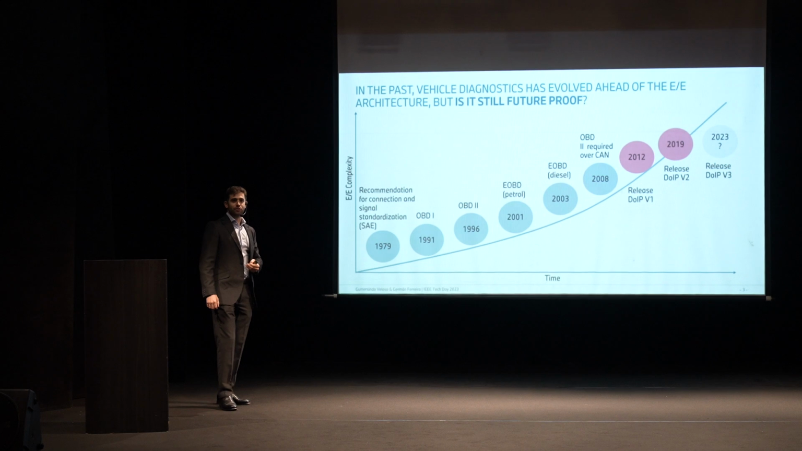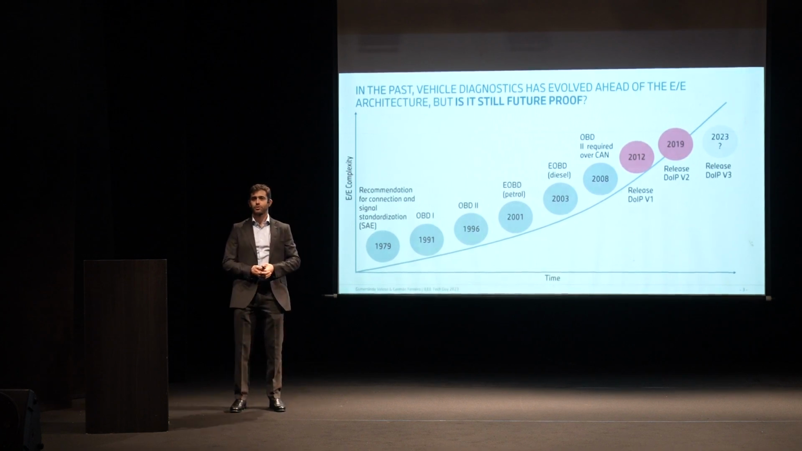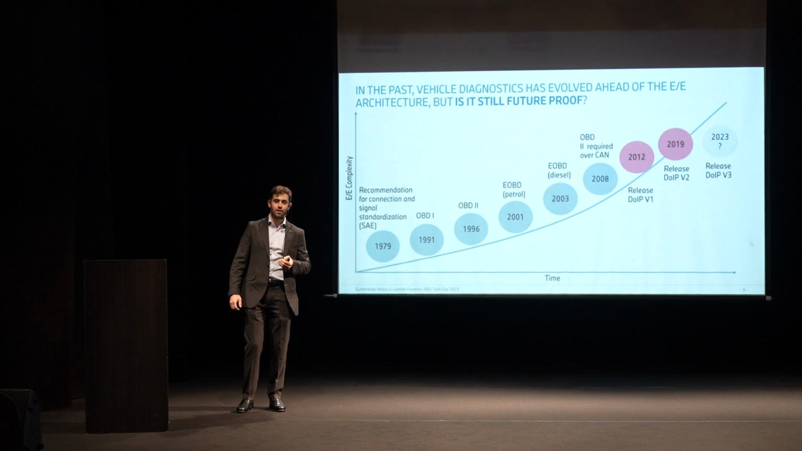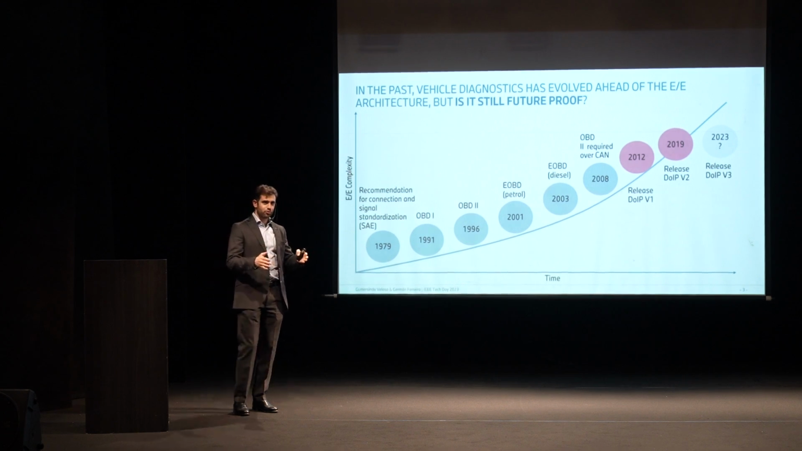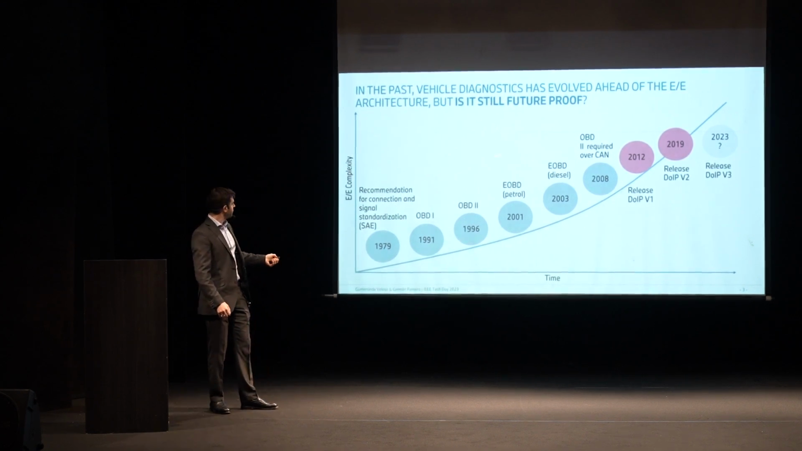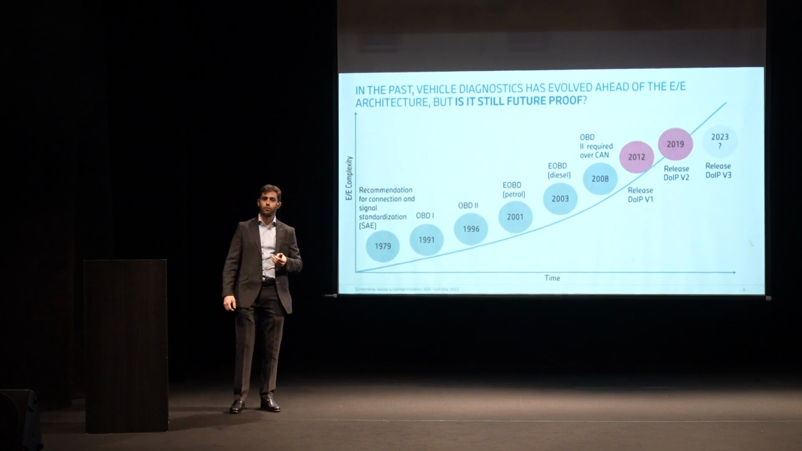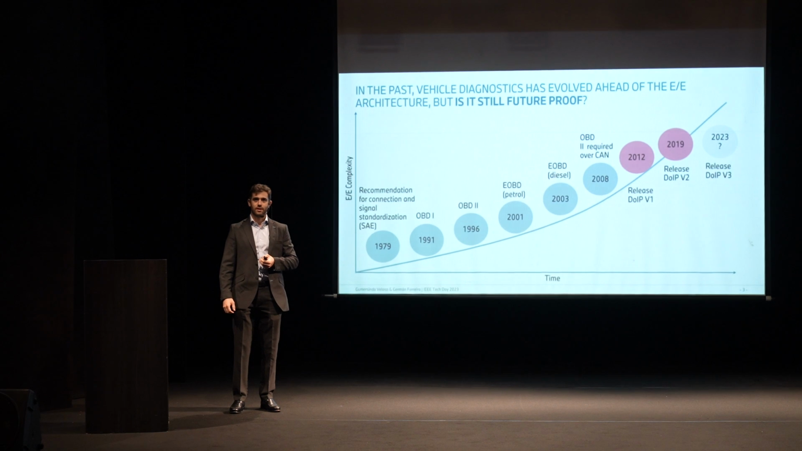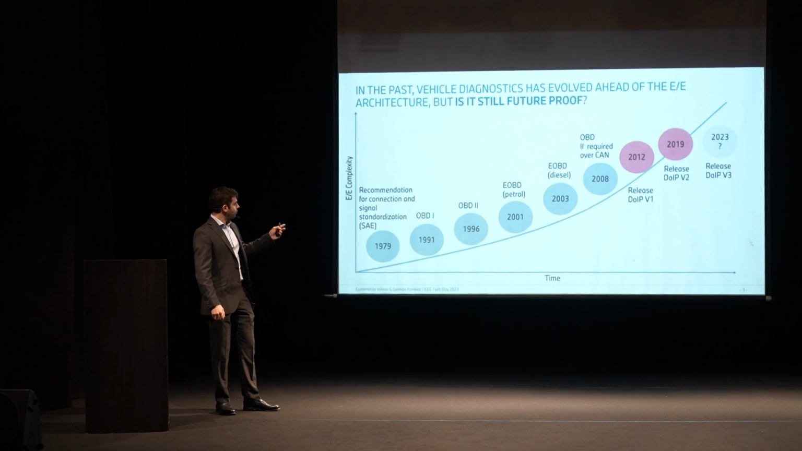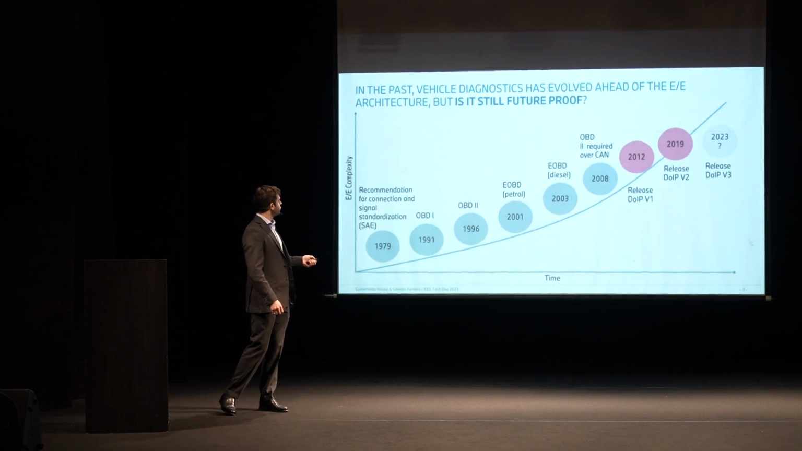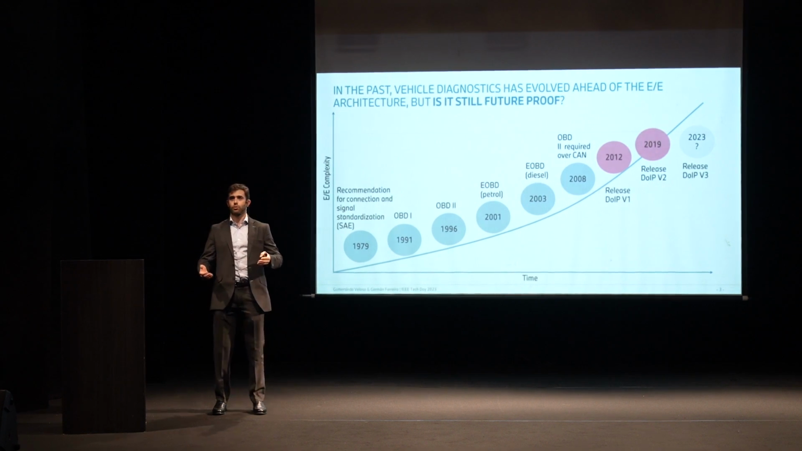The first efforts to initiate the vehicle diagnostic standardization started in 1979 when the Society of Automotive Engineers started to recommend some physical connectors and signal standardization for engine use cases. Those efforts were then crystallized in 1991 with the introduction of OBD1 in the state of California, and 6 years later it was extended to the whole United States. In Europe, we adopted the EOBD for our petrol and diesel cars in 2001 and 2003. And then OBD2 over CAN was extended.